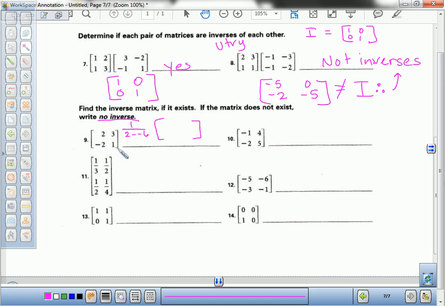Next step, switch the main diagonal, 1, 2, negate the other. So we're switching signs. So the -2 becomes +2, the +3 becomes a -3. All right, so what is 2 minus -6? 8. So this is 1/8.